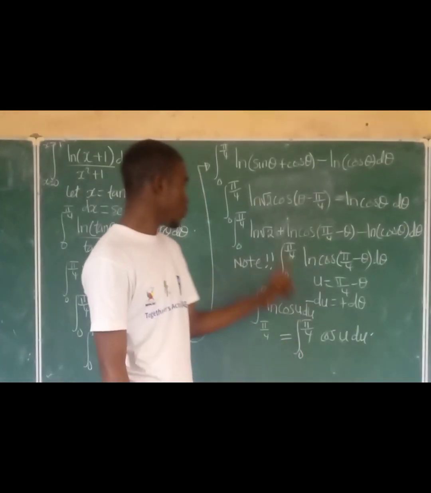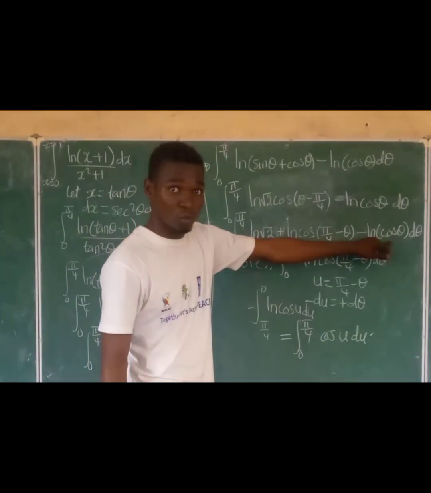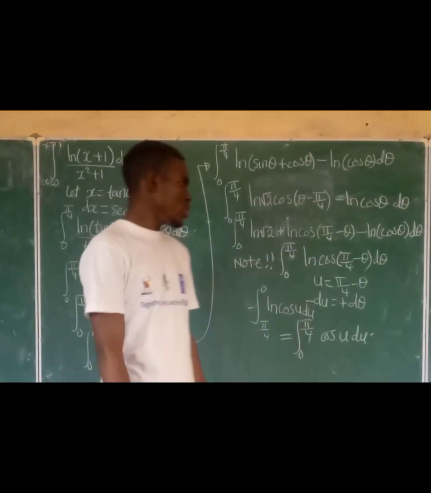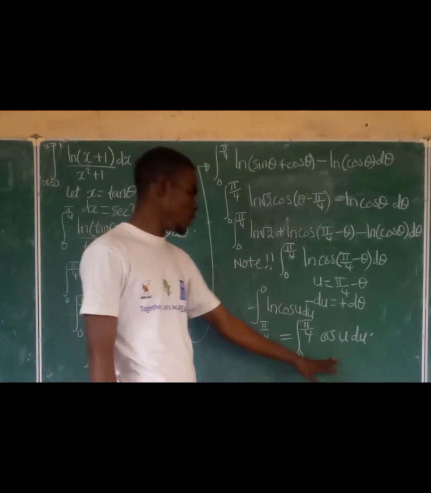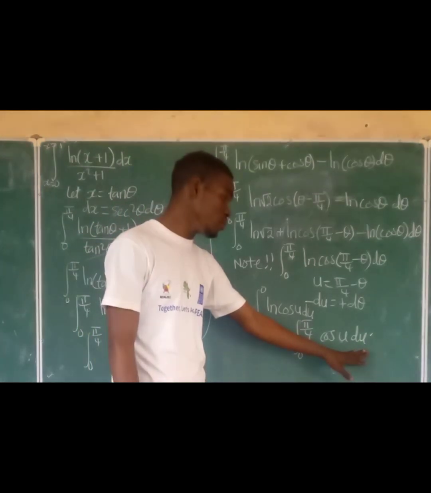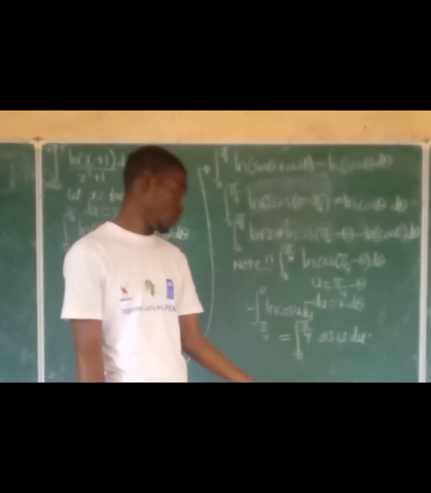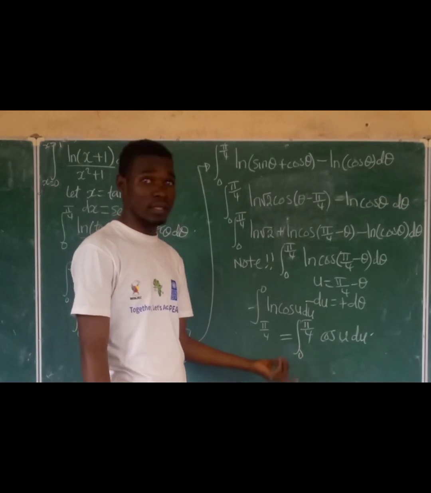Then this is the integral from 0 to pi over 4 of ln cos theta, right? You can see that these two guys are the same. Since the two of them are the same, their values are the same. Note that this u and theta are just dummy variables, so they do not change the value of the integrals.